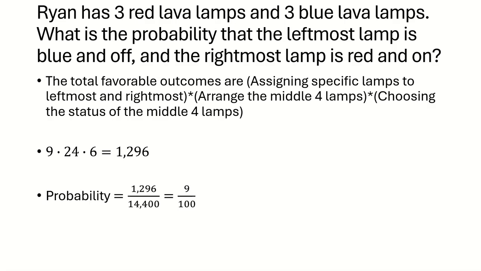The total favorable outcomes are assigning specific lamps to the leftmost and rightmost, times the middle 4 lamps, and then choosing the status of the middle 4 lamps. So choosing the status of the middle 4 lamps, that's the same thing as choosing 2 on and 2 off. So that's going to be 9 times 24 times 6, which is 1,296. So that's going to be all over the 14,400, which is 9 over 100. And so that's going to be the final answer.